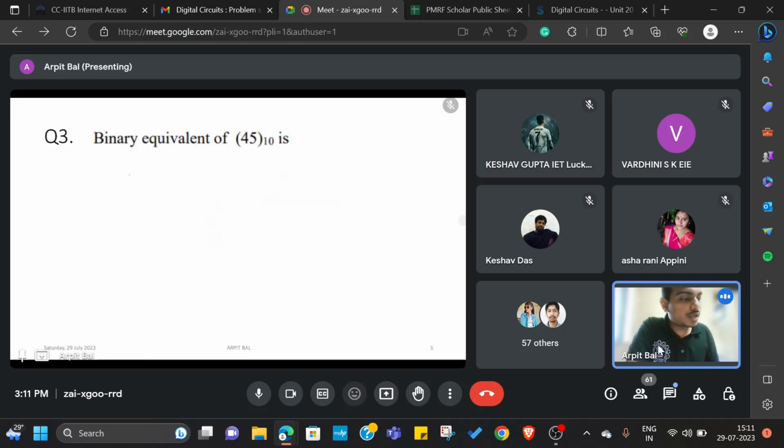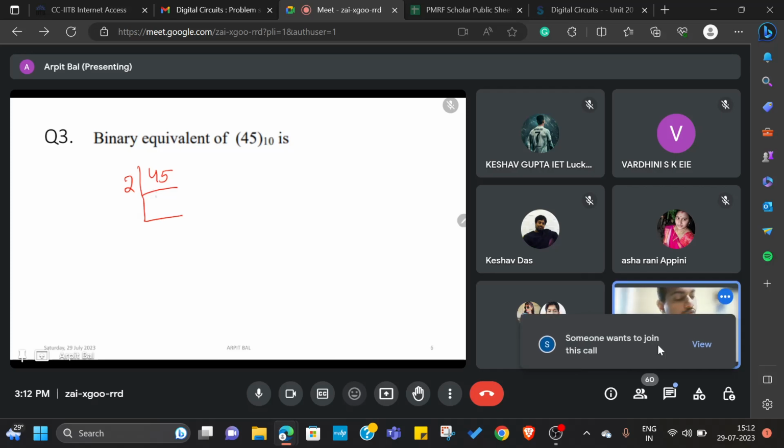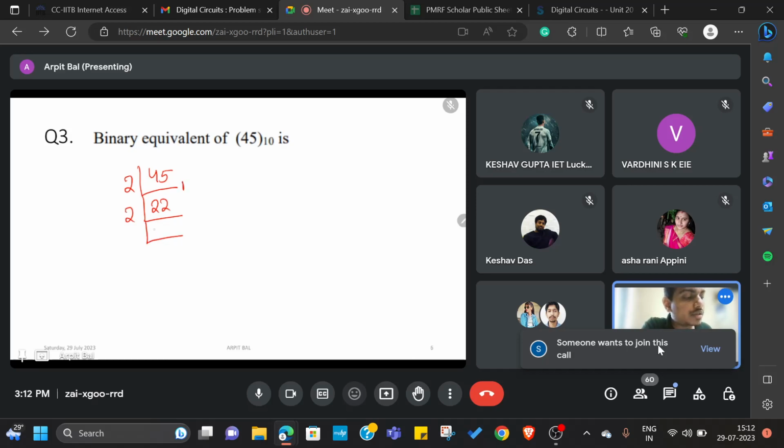Okay, now moving towards the next question, the binary equivalent of 45. Let's do the long division method again. For binary we start dividing the number by 2. If we divide 45 by 2, we get 22 and the remainder is 1. Then we again divide by 2, and the remainder is 0. Again divide by 2, the remainder is 1. Again divide by 2, the remainder is 1. Again divide by 2, the remainder is 1.